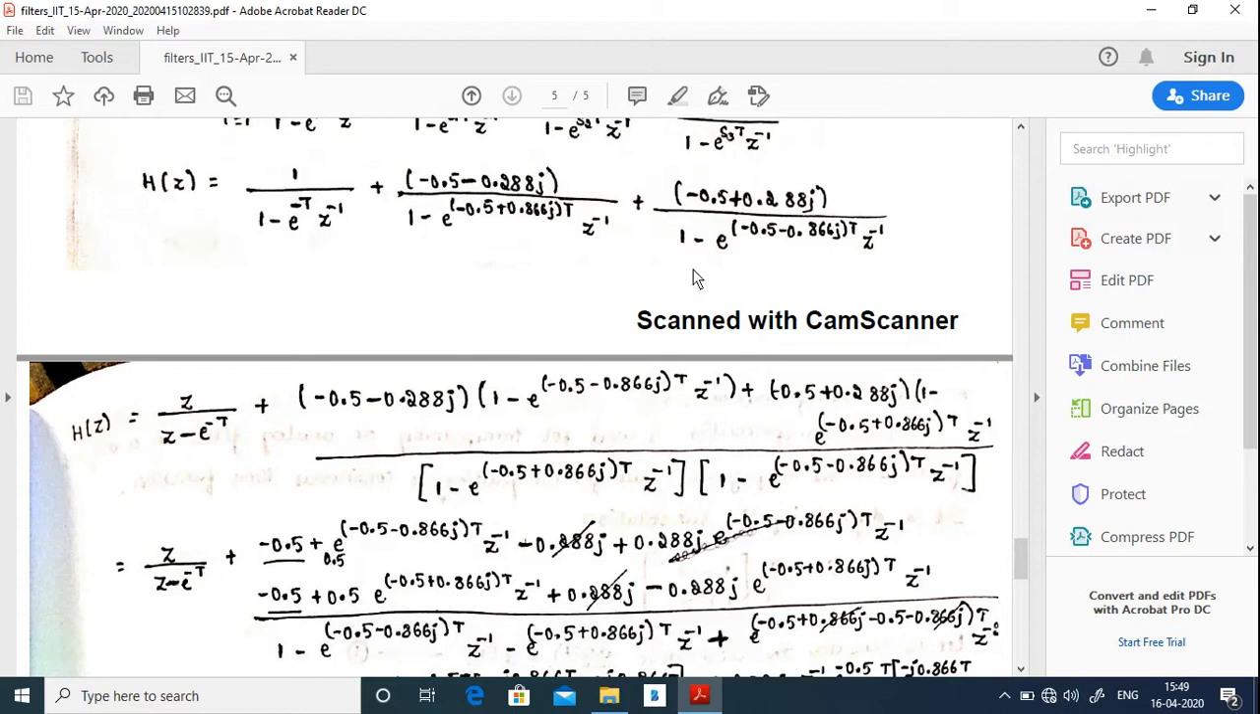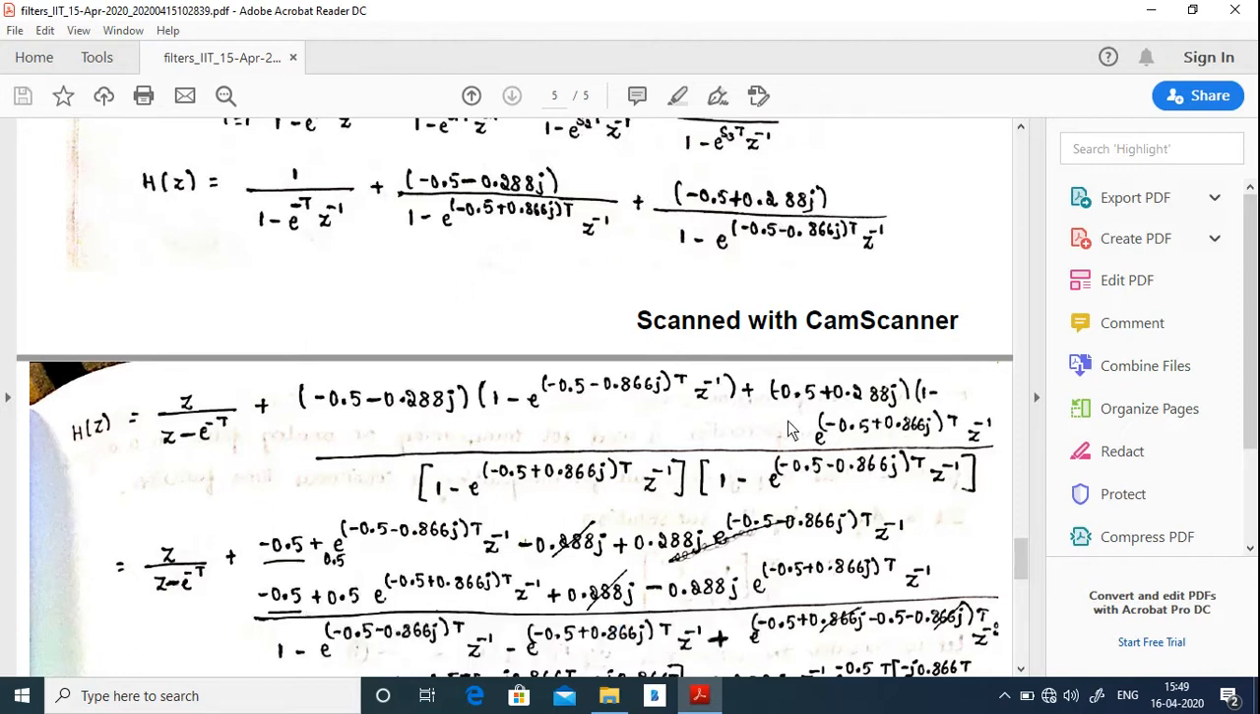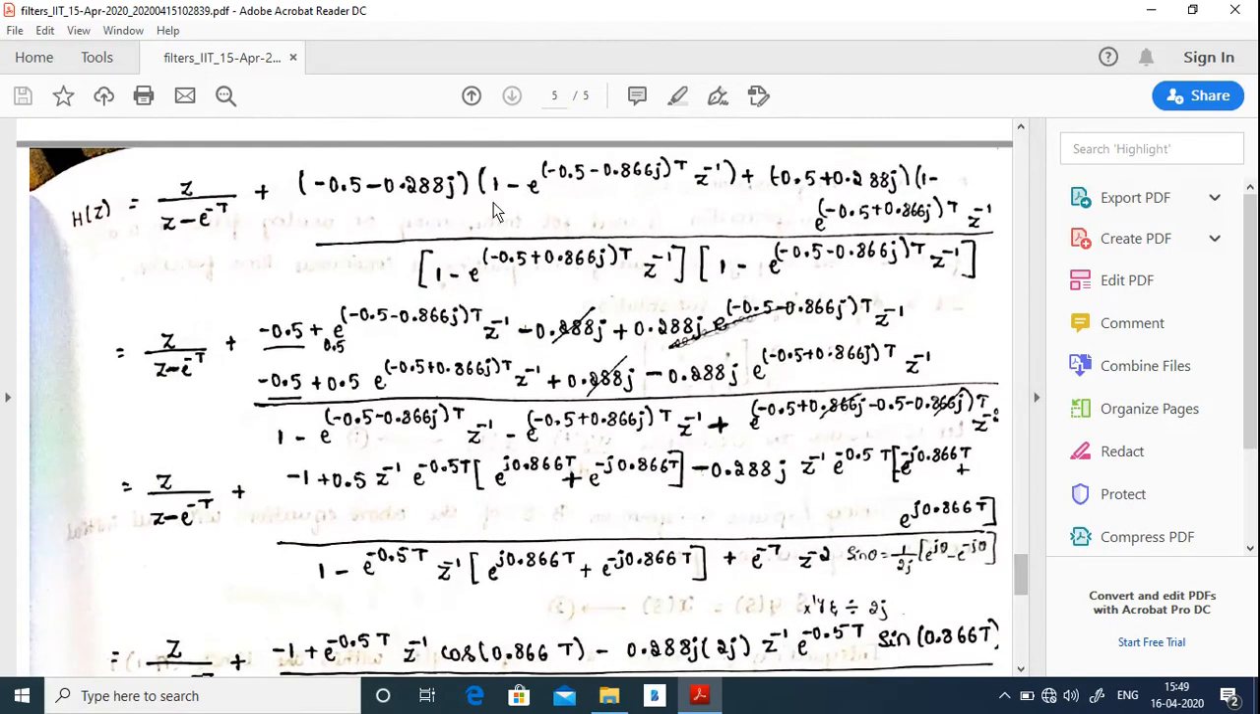Here what I did is I took the LCM. Now you cross multiply this with this, and this with this. Okay, you'll get it like this, that is 0.5 into this denominator, and 0.5 minus 0.288j, that is this numerator into this denominator. Similarly, plus this numerator into this denominator, and multiply both the denominators. So as a result you will get this particular equation.